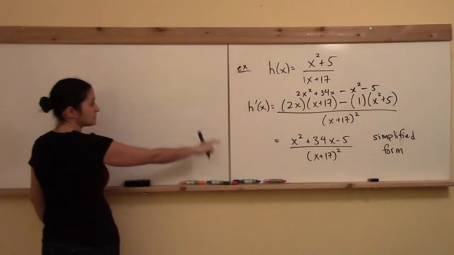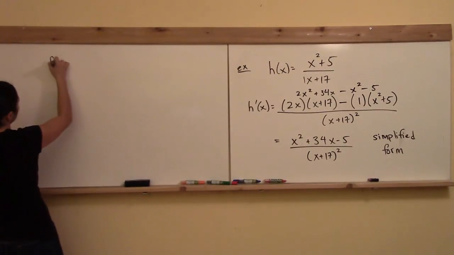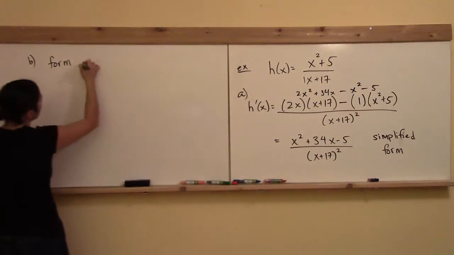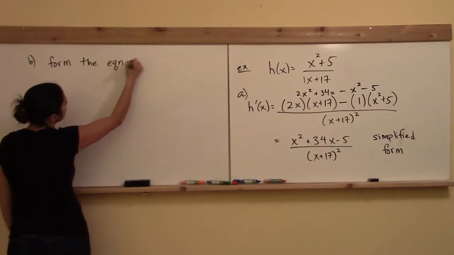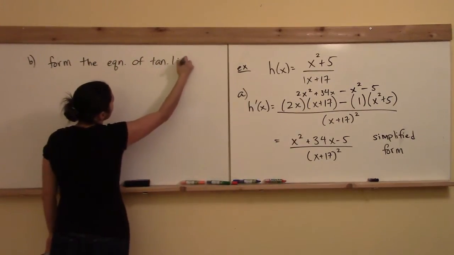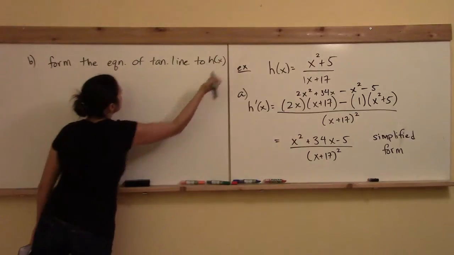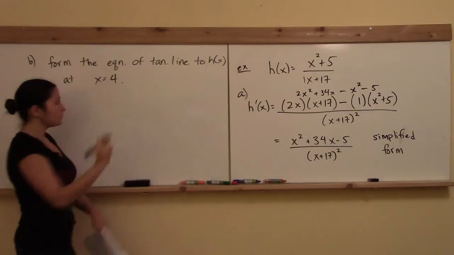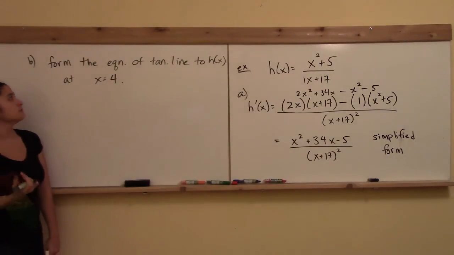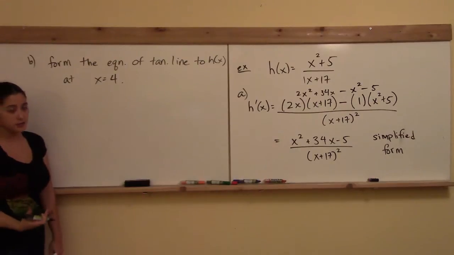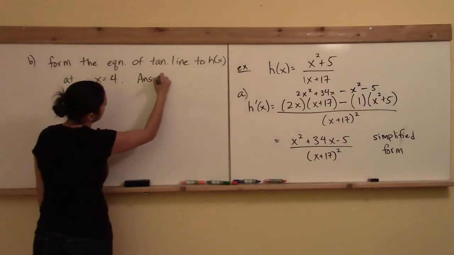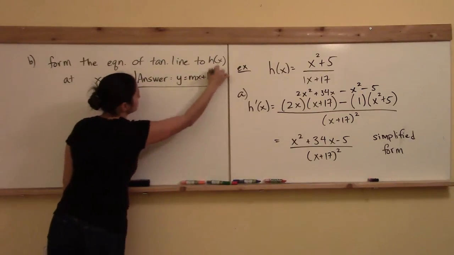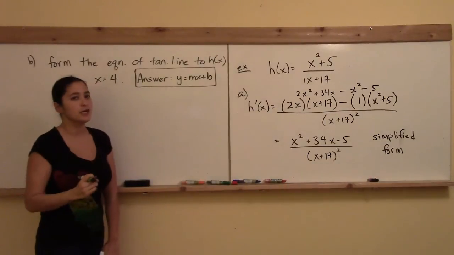Okay, so let's take this same exact function right here, and for part A, let's say, find the derivative. Part B, form the equation of the tangent line to h of x at x is equal to, let's say, 4. Okay, now the answer to a question of form the equation of the tangent line or find the equation of the tangent line is going to be in the form y equals mx plus b.